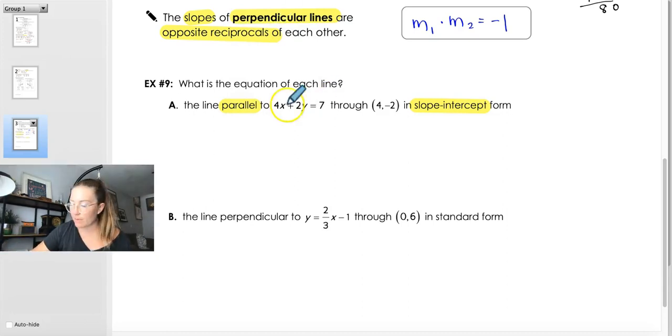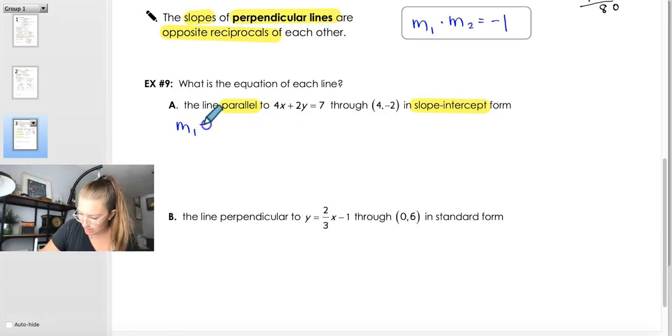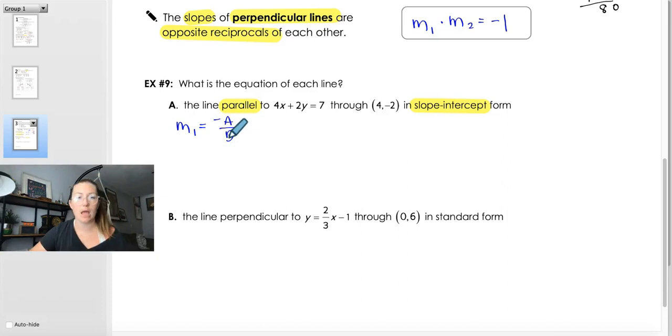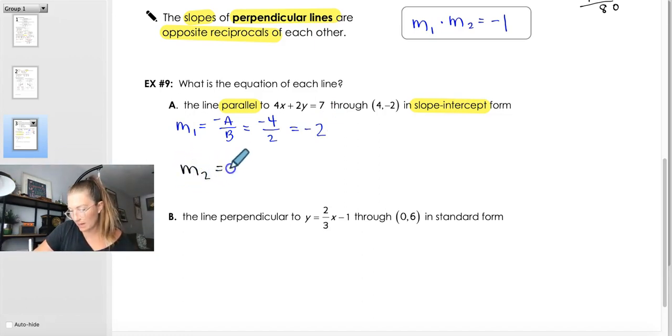Alright, step one, let's figure out what the slope is. This is in standard form right here. And the way you find slope in standard form is, I keep forgetting, it's the opposite of A divided by B. So opposite of A would be -4, divided by B, which is 2. So my slope on this guy would be -2. If the slope of my first line is -2, that means the slope of my second line is also -2, because they have the same slope.